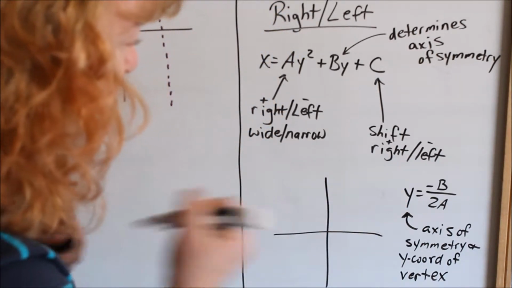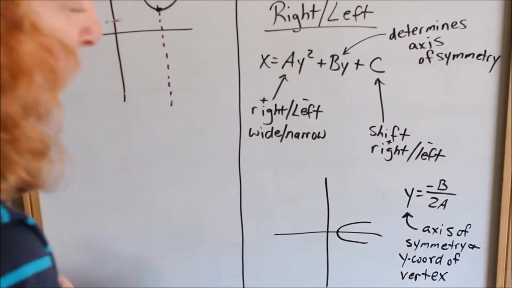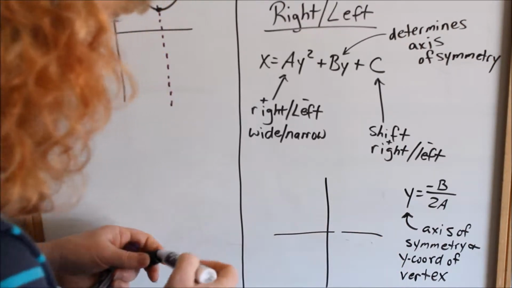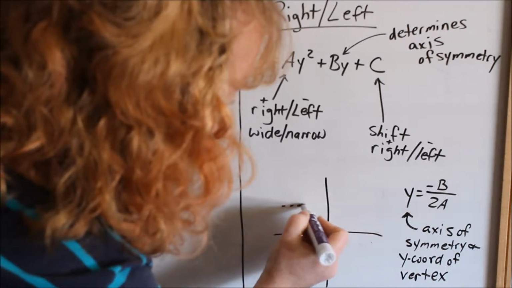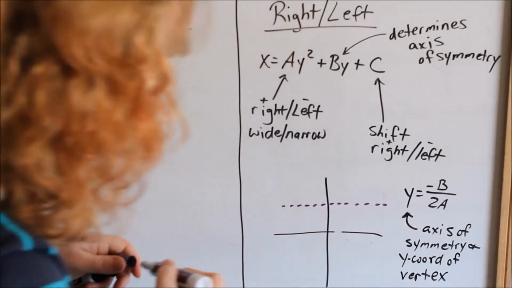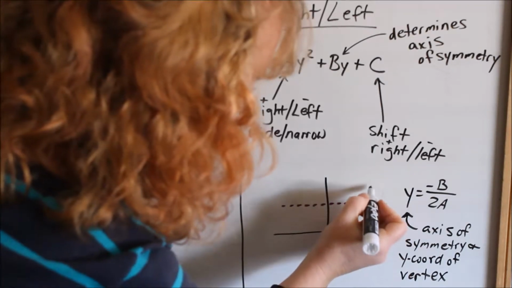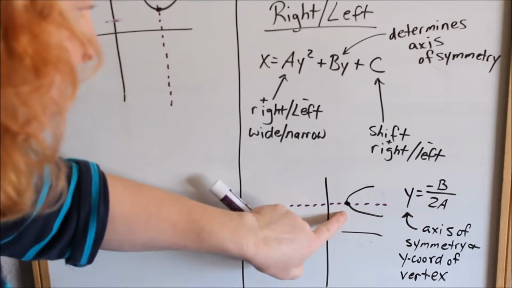Remember, right and left parabolas would be like this, and they were symmetrical about the x-axis. But now, when you have a middle term, you're going to be symmetrical about some other axis. Let's just say we're symmetrical about here, and it's going to face to the right. So we'll be able to find this vertex.